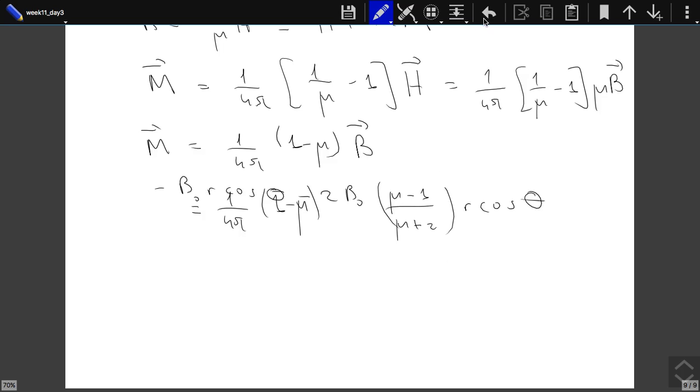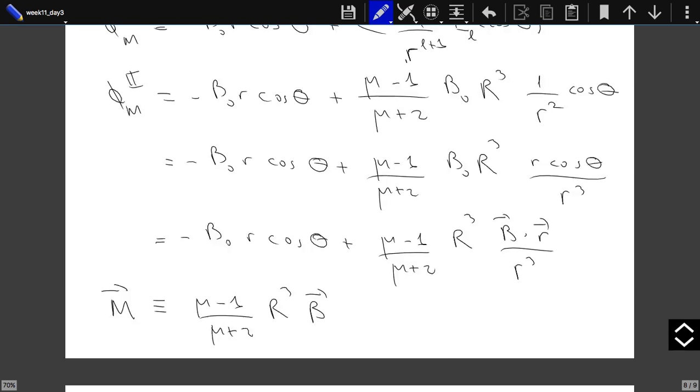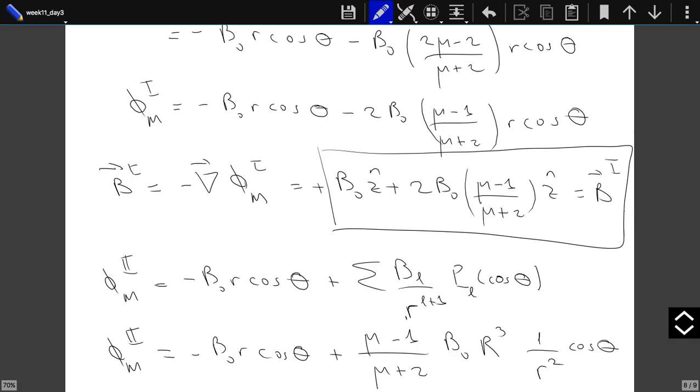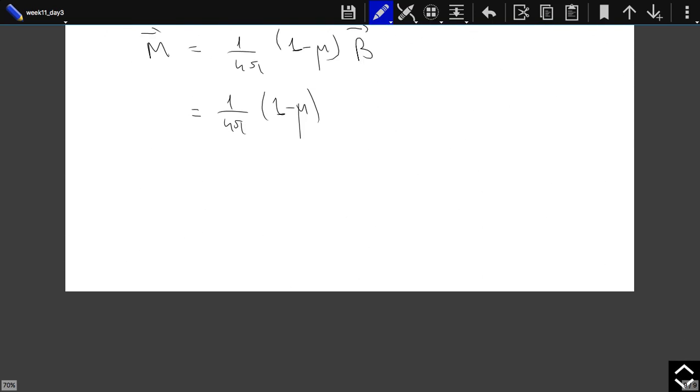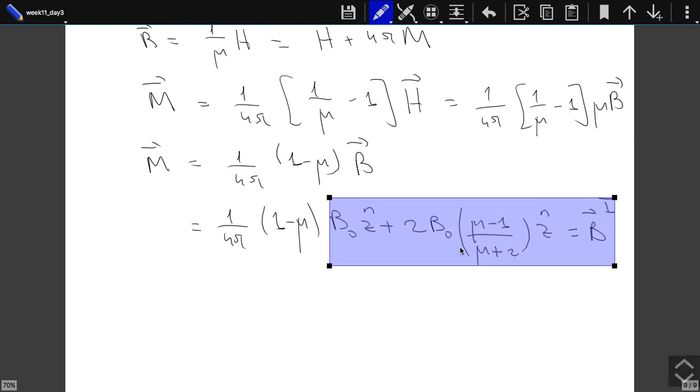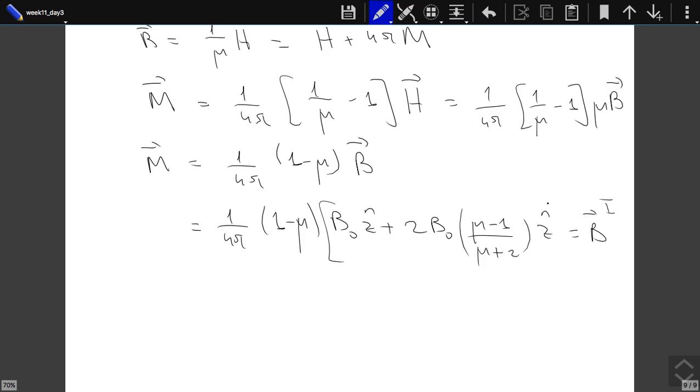This is our B, times this one. We basically have a uniformly magnetized sphere. B is uniform inside, so M is proportional to B. It's a uniformly magnetized sphere.